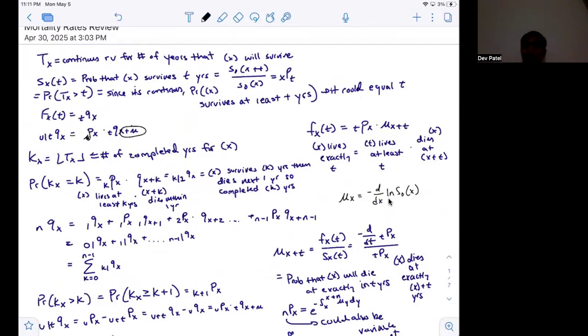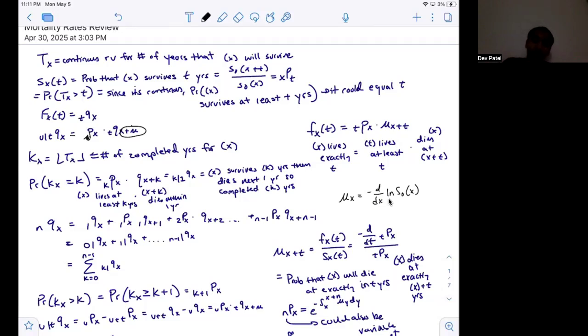Now, the continuous version of this, as we noted, is T of X, and this is continuous because you can die at any day, any moment. But the discrete version of this is the floor of the continuous random variable T of X, and this is the number of completed years that an individual aged X has completed.